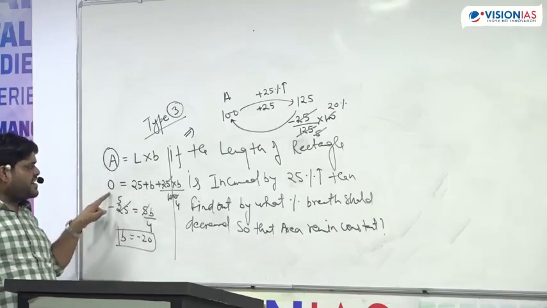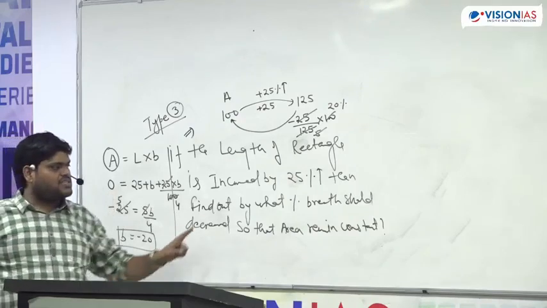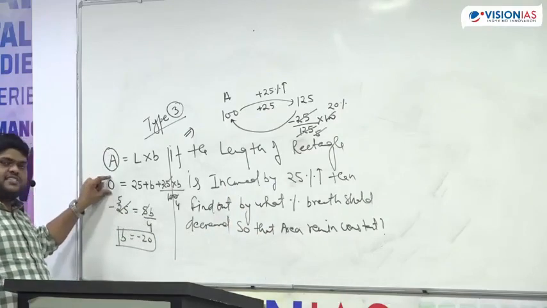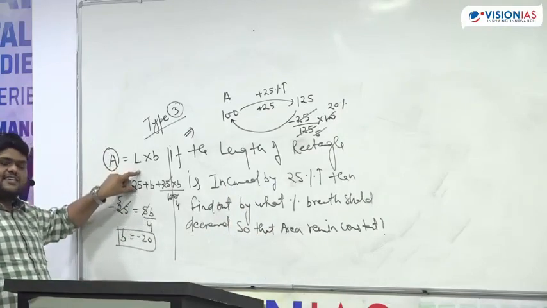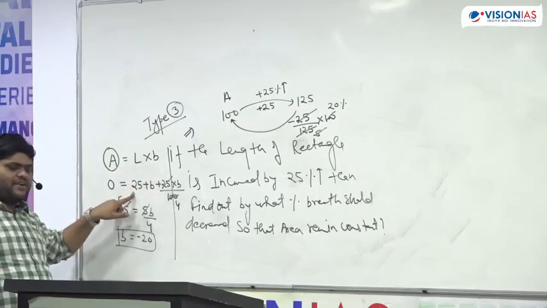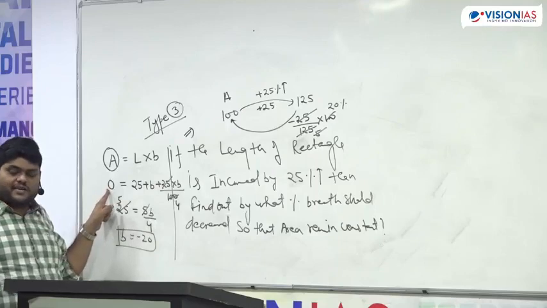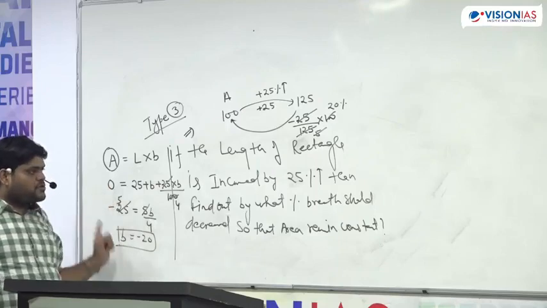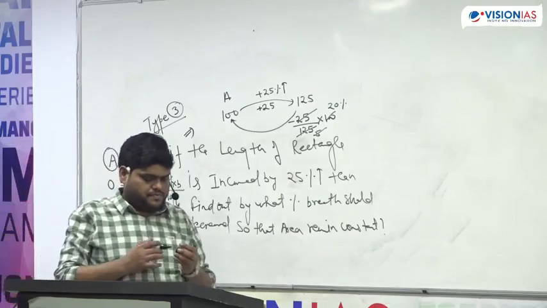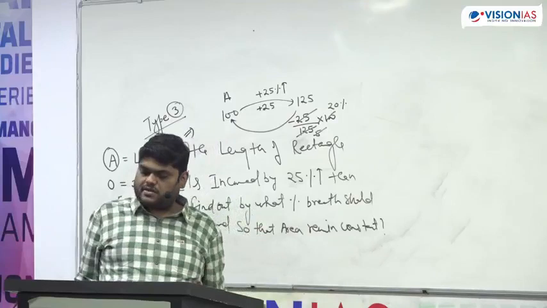Why have we taken effective as 0? Effective as 0 because there is no change in the area. That means effective change is 0. Length is increased by 25, breadth we have to find out. So A we have taken 25, B we are finding out. Total effective change is 0. We can put this and find out the answer.